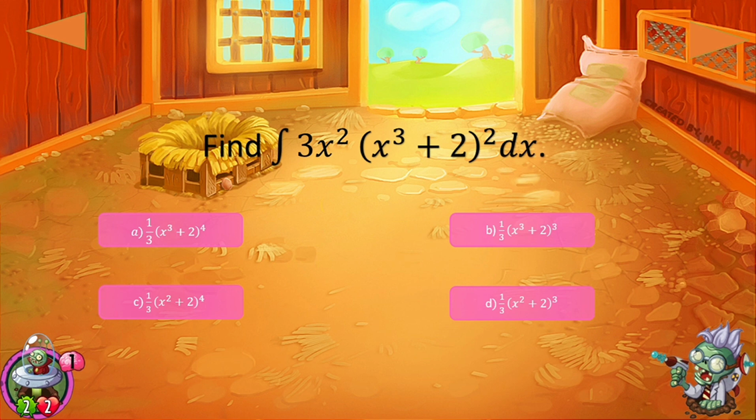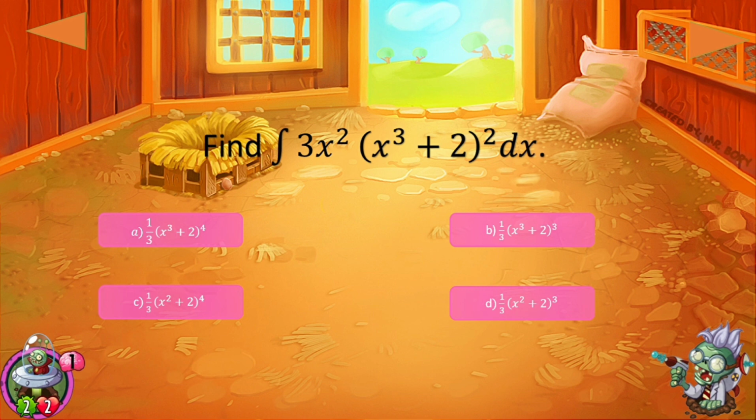Again, A, 1/3 times (x cubed plus 2) raised to the power of 4. B, 1/3 times (x cubed plus 2) raised to the power of 3. C, 1/3 times (x squared plus 2) raised to the power of 4. Or D, 1/3 times (x squared plus 2) raised to the power of 3. Now think of your answer. And now let me reveal the answer. The answer is letter B, 1/3 times (x cubed plus 2) raised to the power of 3.